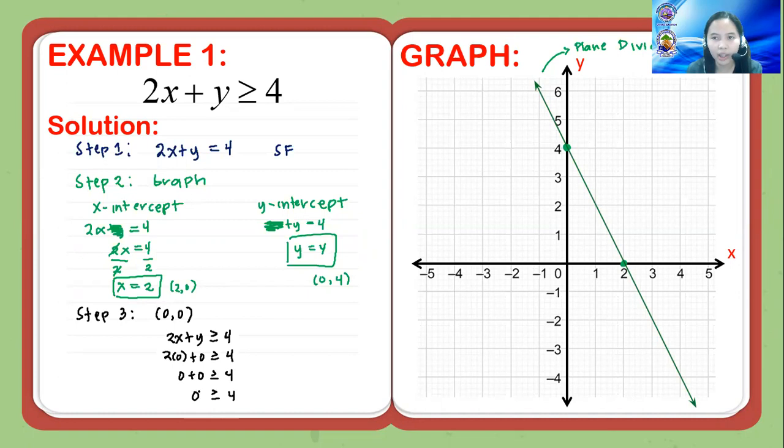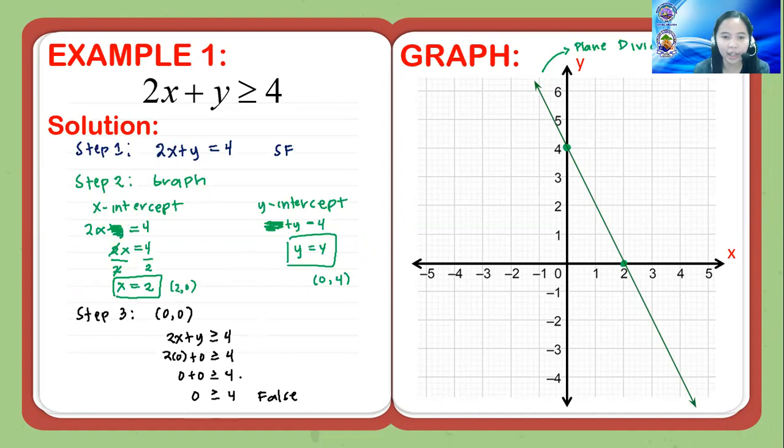Now let's determine if it is true or false. Is 0 greater than or equal to 4? So the answer is false. Remember that 0 is always less than a positive number.